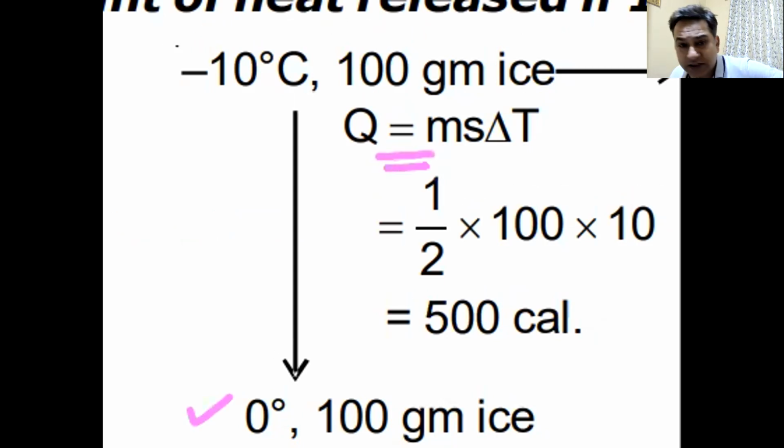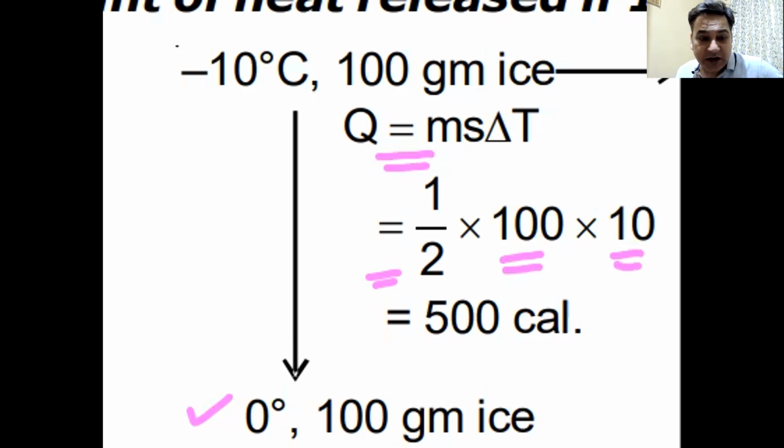m into delta theta. Mass is given as 100 grams. The change in temperature from minus 10 to 0 is 10, and this 0.5 is the specific heat of ice. Do we understand this? Can I have some raised hands, girls? So now I have converted ice from minus 10 to 0 degrees Celsius.